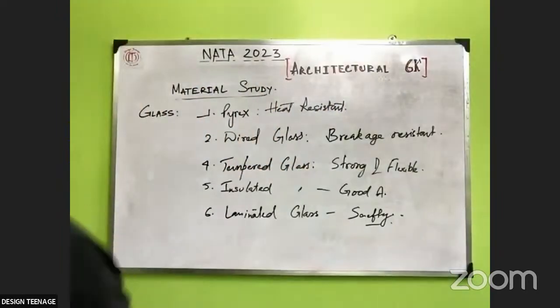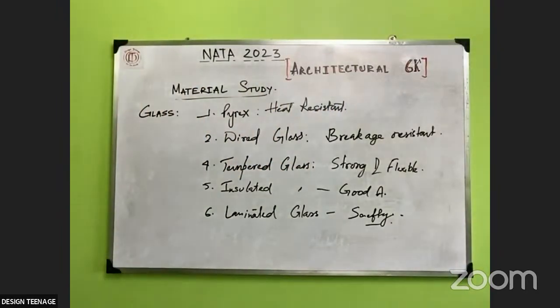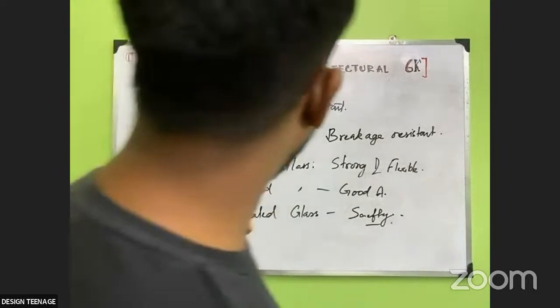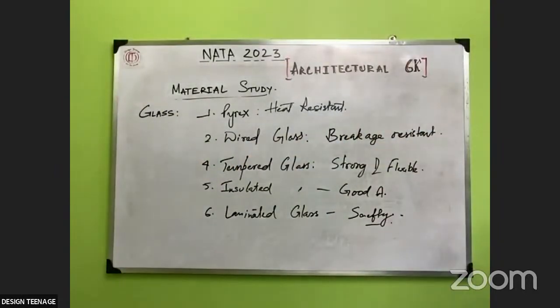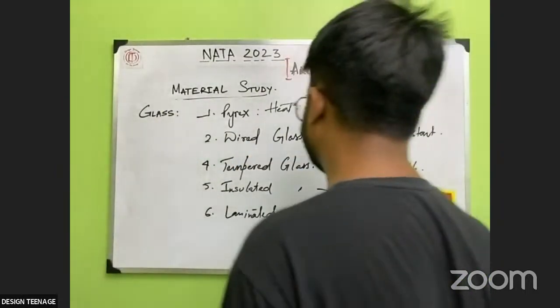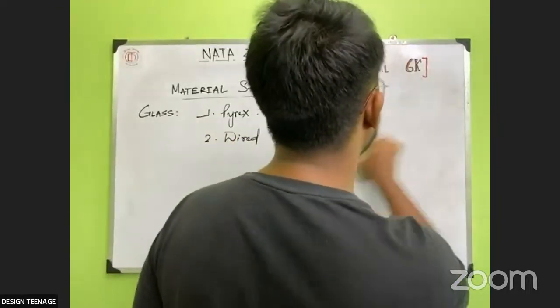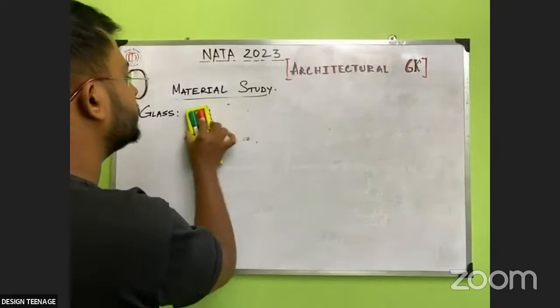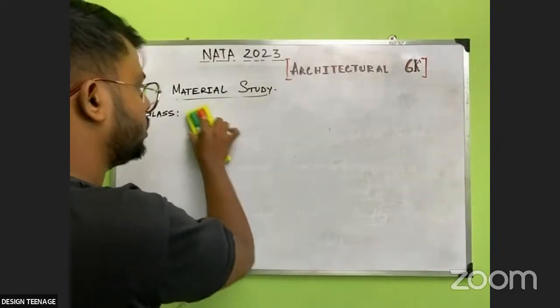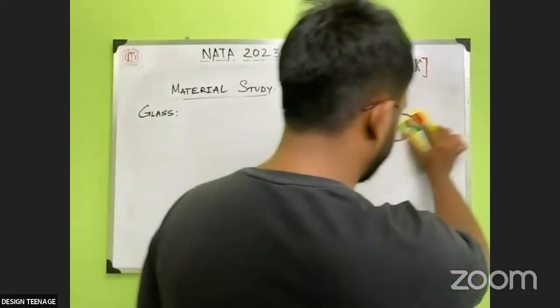So these are the different kinds of glasses that we have seen. Now we need to know where glass is used. These are the kind of topics which have to be covered before your NATA exam, because this is really important for the architectural GK questions that are going to come.